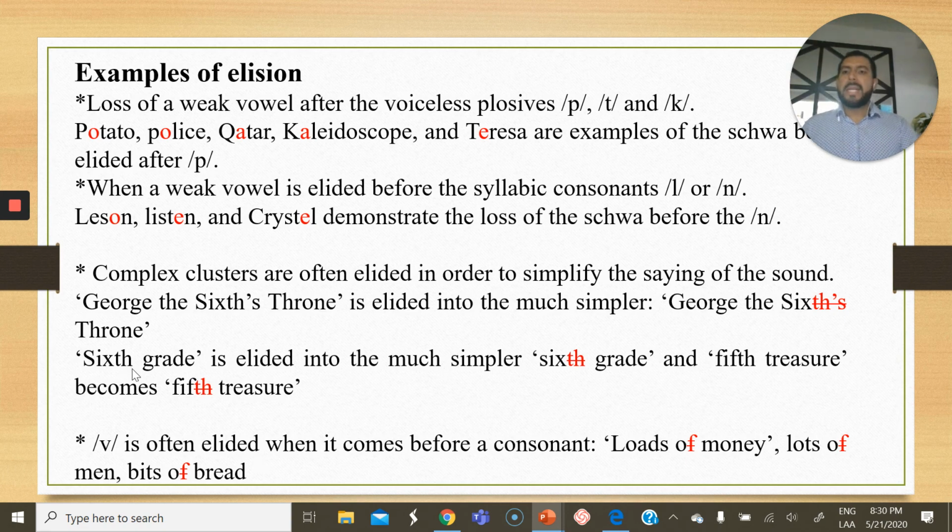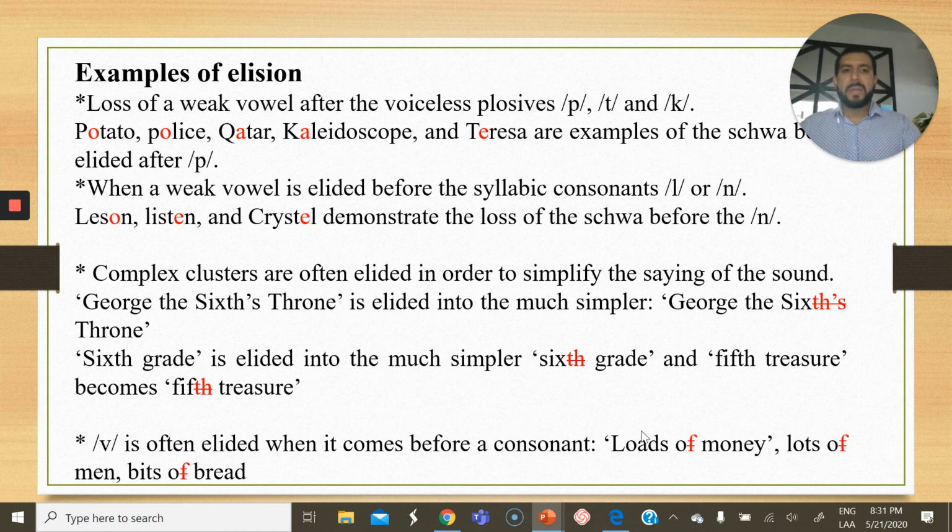Another case, "sixth grade". Almost impossible to say in slow, careful speech, but you simplify that by saying "sixth grade". Almost as though the th didn't exist. Another case, "fifth treasure" becomes "fifth treasure", and so on.